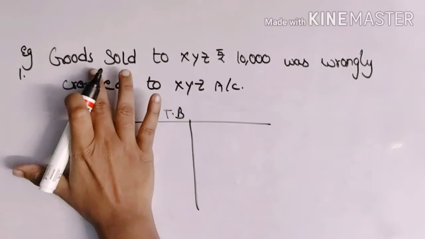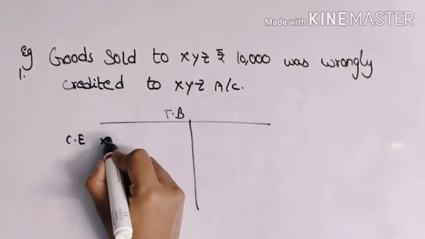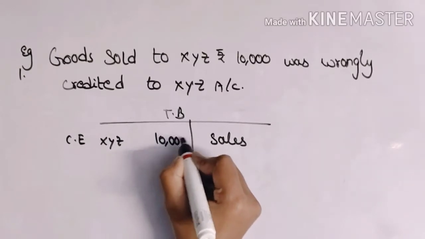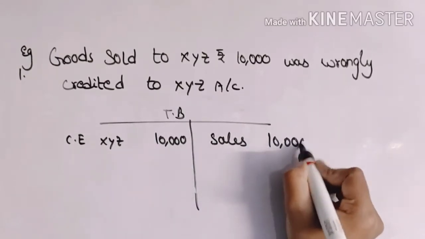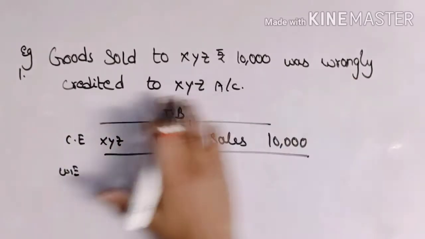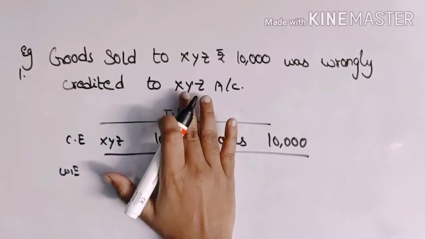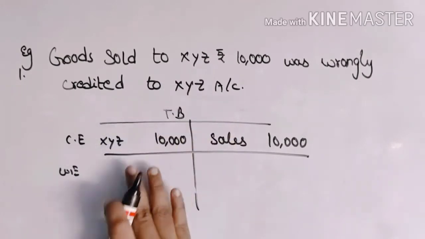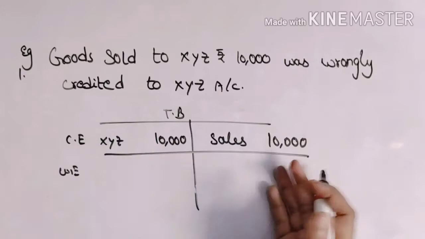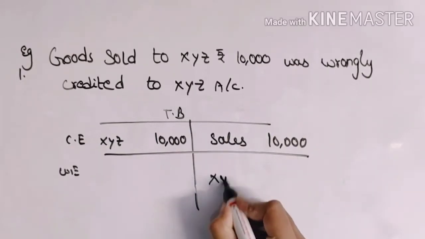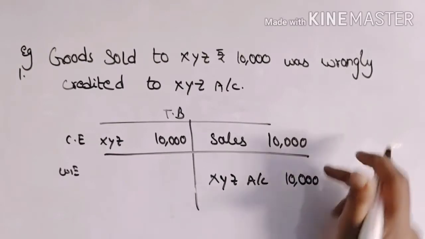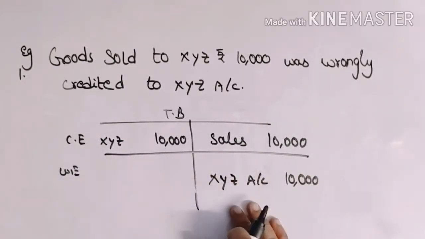What is the correct entry for the goods sold to XYZ? XYZ account debit to sales account, 10,000 rupees and 10,000 rupees. Now what is the wrong entry? It was wrongly credited to XYZ account. So here they are saying that XYZ account must be debited, but they have wrongly credited the XYZ account with the same amount. The amount is the same but instead of debiting, they credited the XYZ account.